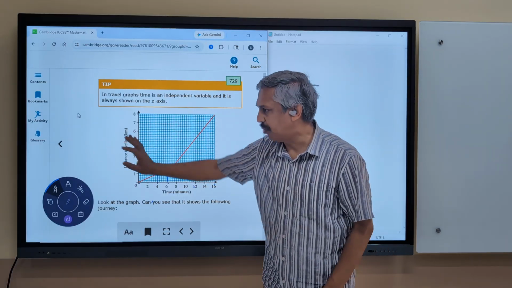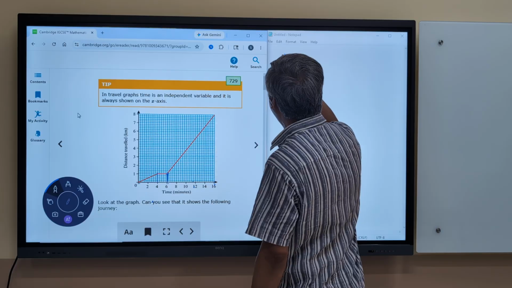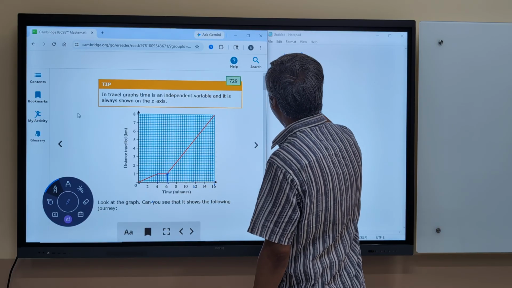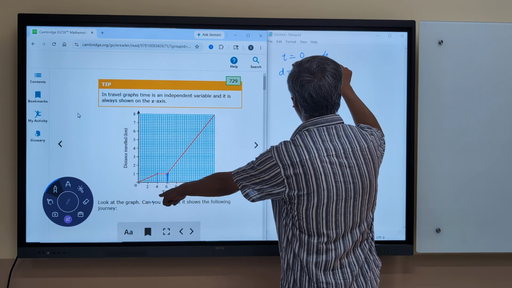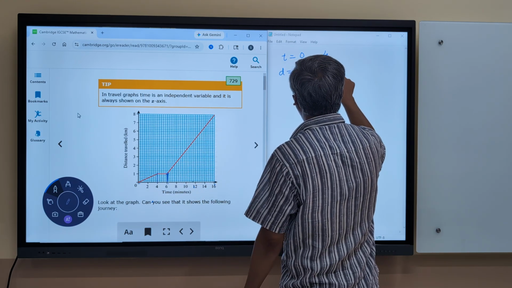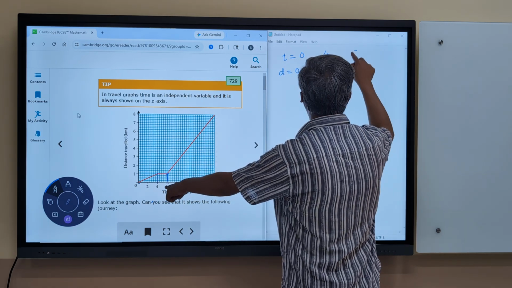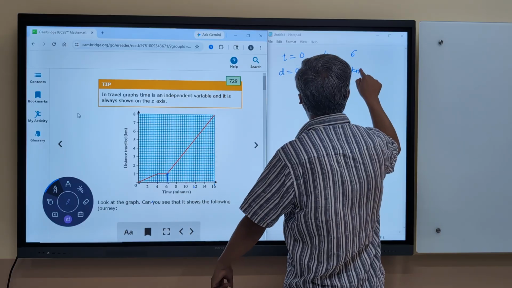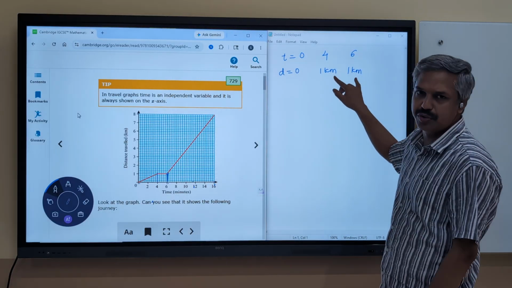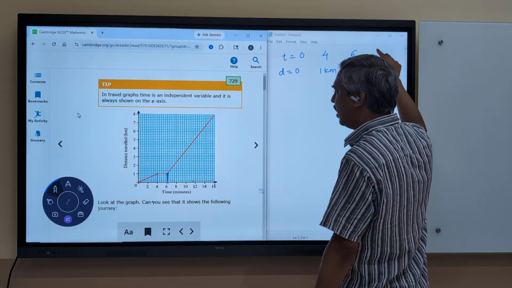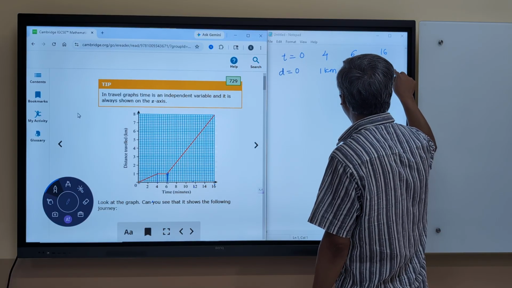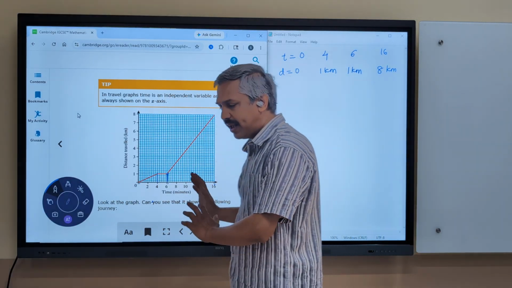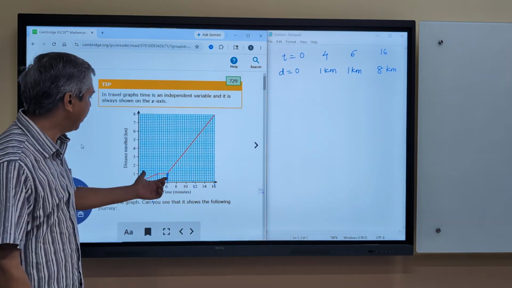This entire information is depicted. At t equal to 0, your distance was 0. At t equal to 4, your distance was 1 kilometer. At t equal to 6, distance is still 1 kilometer because you remain stationary in these 2 minutes. And at t equal to 16, you reached 8 kilometer distance. So this entire information is depicted in this graph.